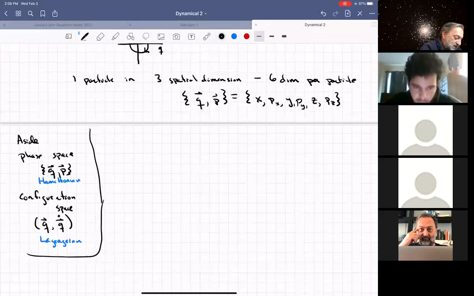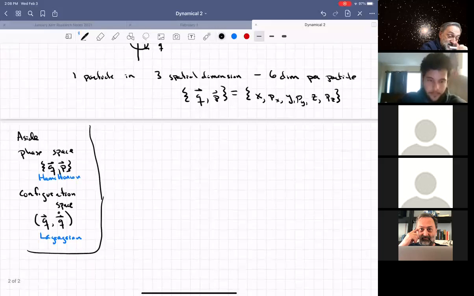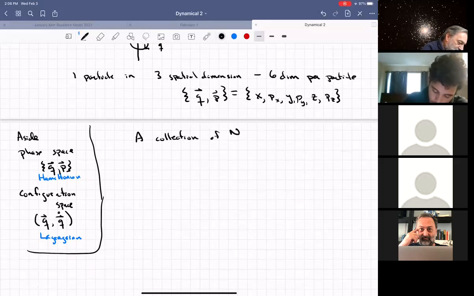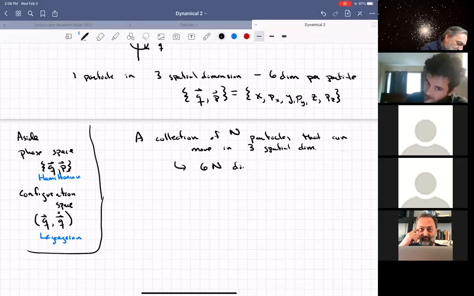So we're really thinking today about phase space and Hamiltonian dynamics. Now, when we had one particle, we had a six-dimensional phase space per particle. So if we have a collection of n particles that can move in three spatial dimensions, that's going to be a 6n-dimensional phase space.